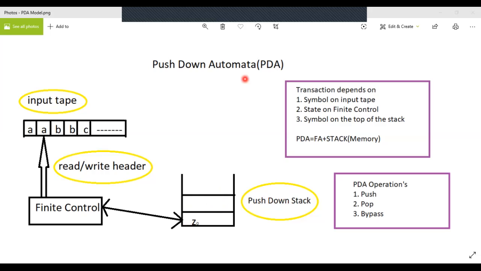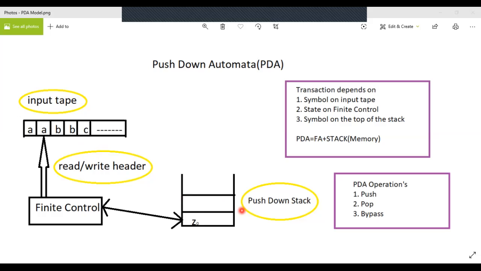A transition in pushdown automata is basically comprised of three things. First, what is the symbol we are reading from the input tape, second, what is the state on the finite control, and third, what is the symbol on the top of the stack. By these three things, we can define a transition or the move of the pushdown automata machine. So pushdown automata is nothing but a finite automata with some memory component deployed with it. There are three operations which we can perform on a pushdown automata.